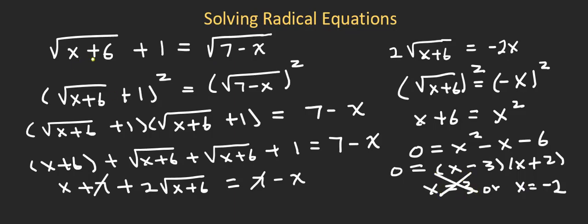What about negative 2? That's radical 4, which is 2, plus 1 is 3. 7 plus 2, radical 9 is 3, so negative 2 works. So this is the only solution. So beware of extraneous solutions.